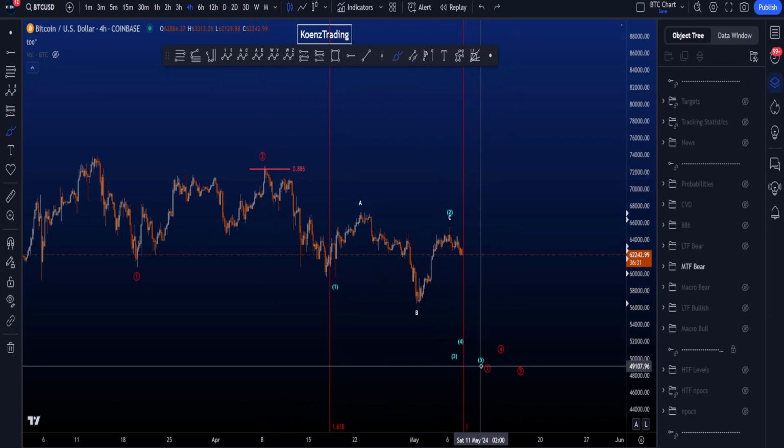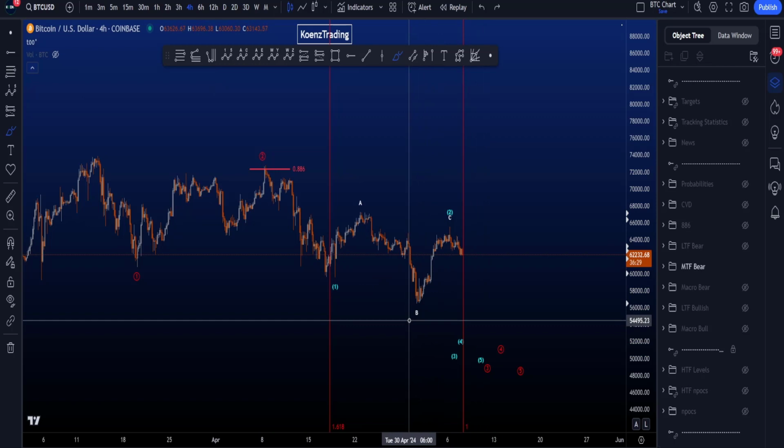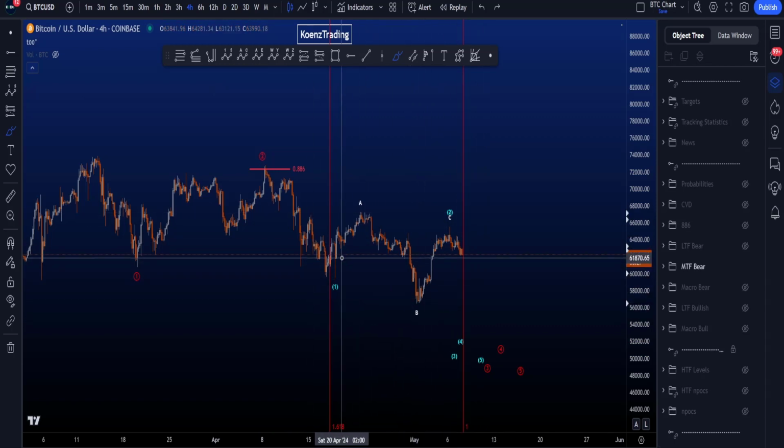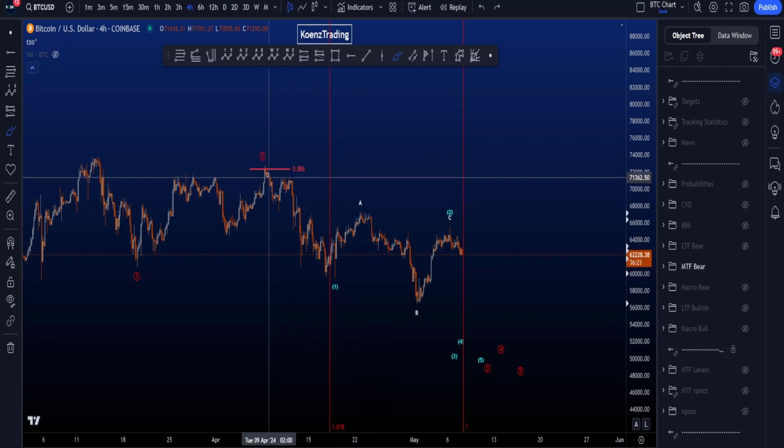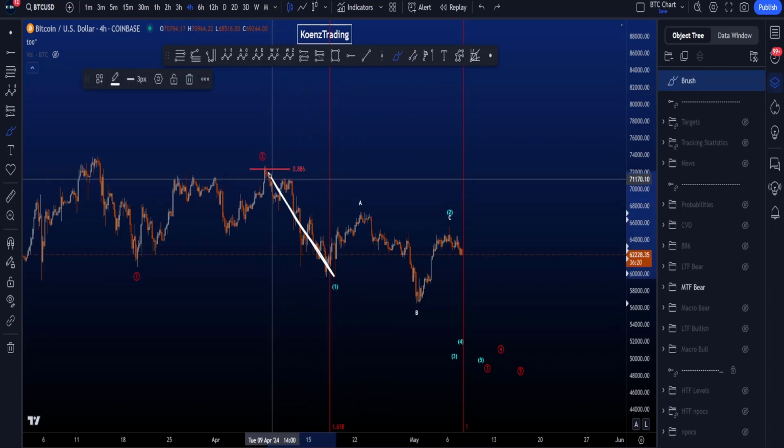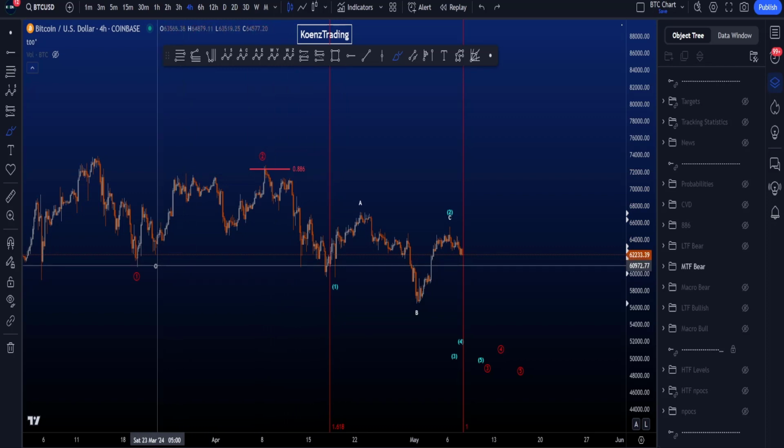So blue is a lower degree Elliott wave count, and preferably, therefore, wave 1 and 2 are shorter in time and price. It's not necessarily a hard rule, but it's more of a guideline, and it does lower the probability that blue 1 is longer in price and time compared to the red wave 1.